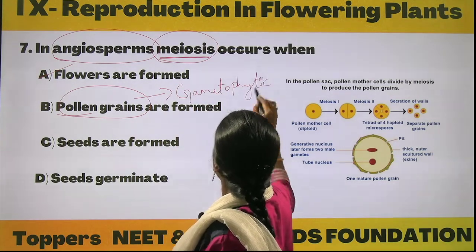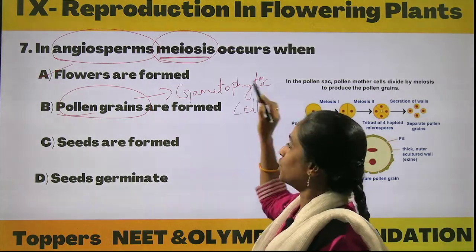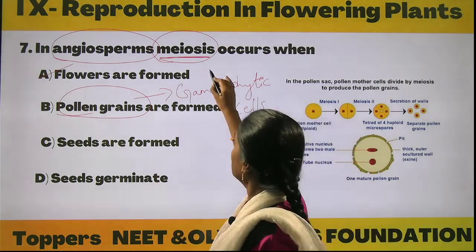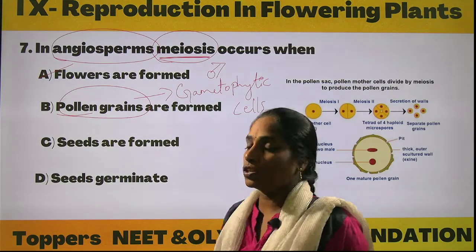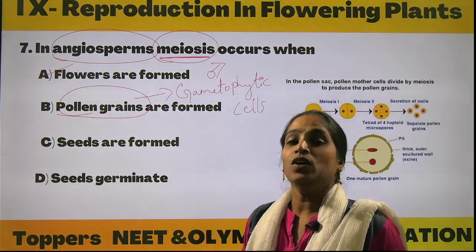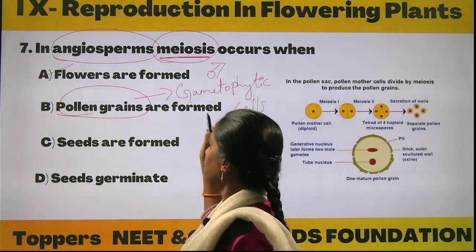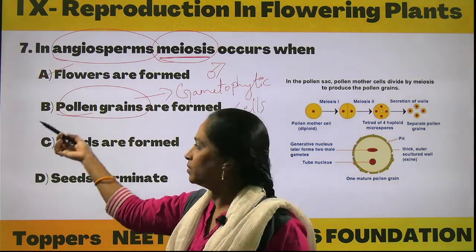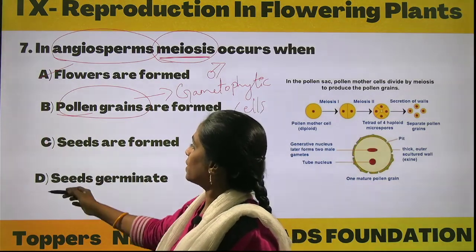These are the gametophytic cells. Which kind of gametophytic cells? These are the male gametophytic cells, not the female ones. Female ones are the ovules. So the pollen grains are formed. Let us see, this might be correct, and we will see the last two options also.